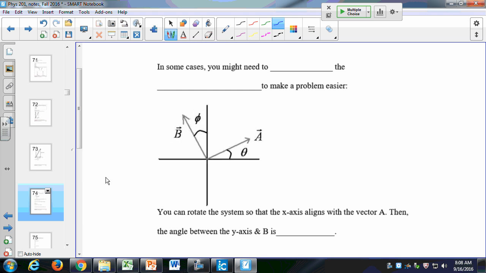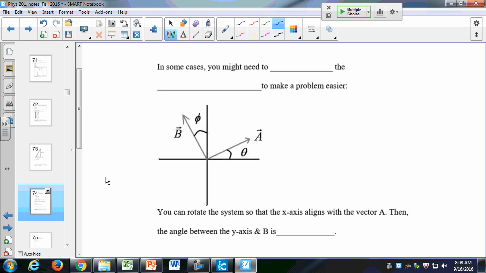In some cases, not until we get to chapter 4, you might need to rotate the coordinate system. It's on page 74. Rotate the coordinate system to make a problem easier. We'll see this with the inclined plane. You might need to rotate the coordinate system just to make the problem a little easier.